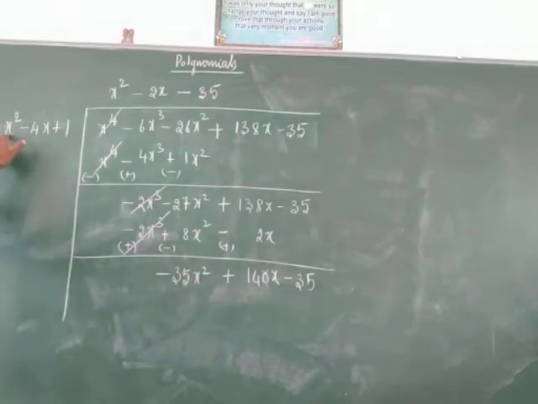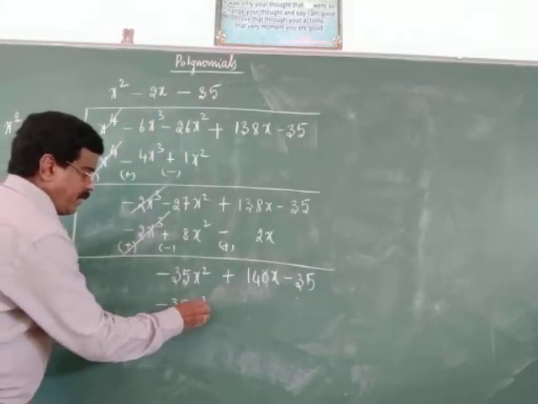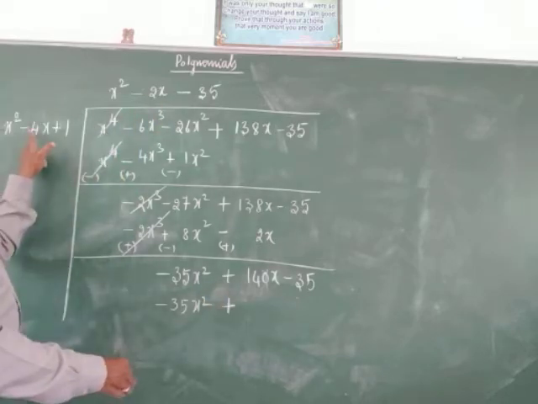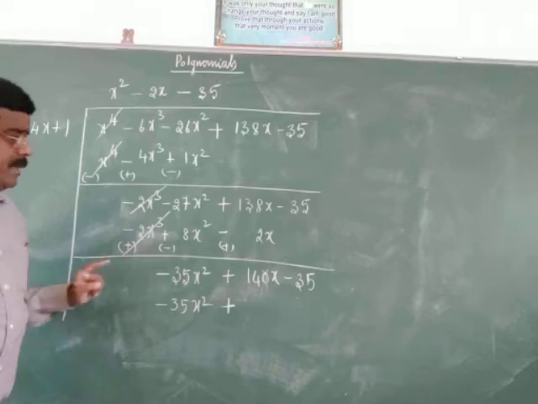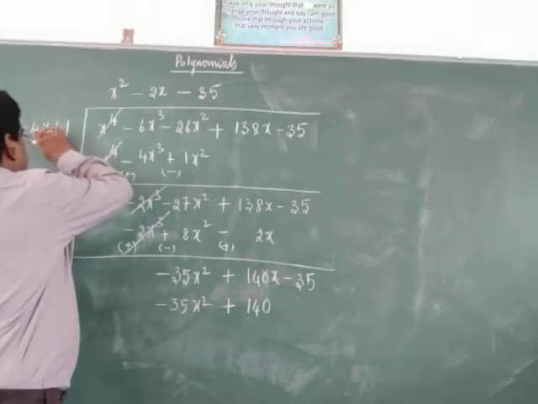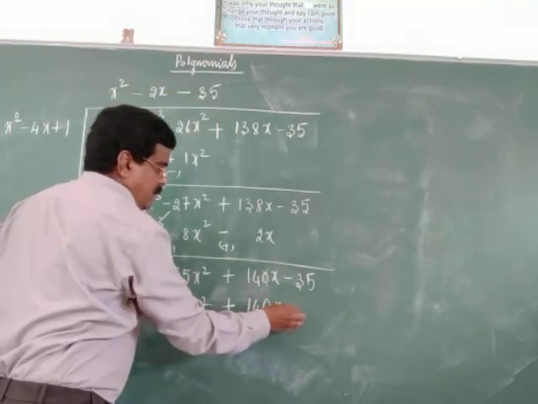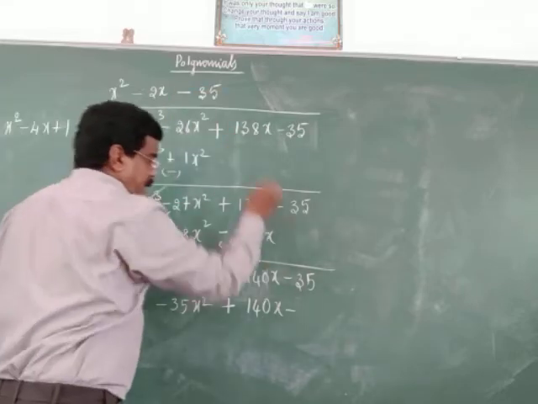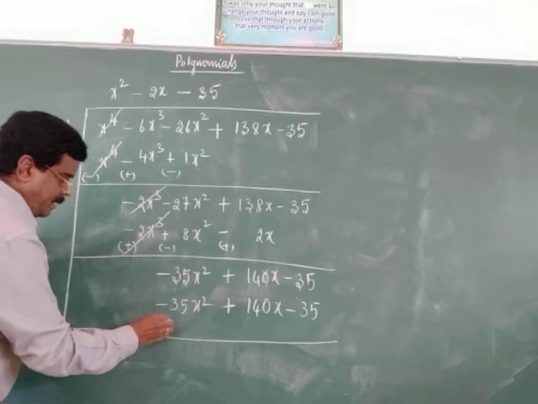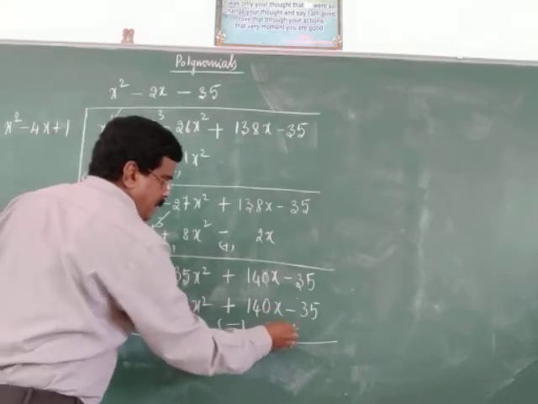So multiply x square into minus 35. This is minus 35x square. Minus into minus is plus. See, 4 into 35, you multiply, children, you will be getting 140. 140x is there. Again plus into minus is minus, 1 into 35 is 35. Again change the sign: minus becomes plus, plus becomes minus, minus becomes plus.